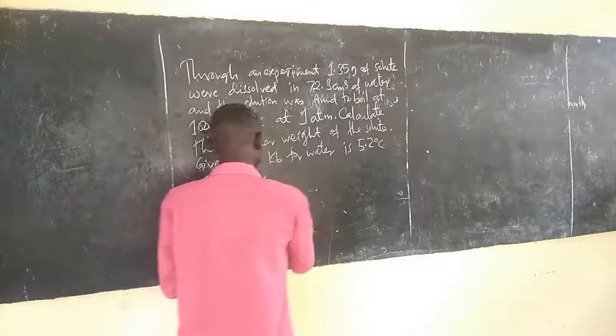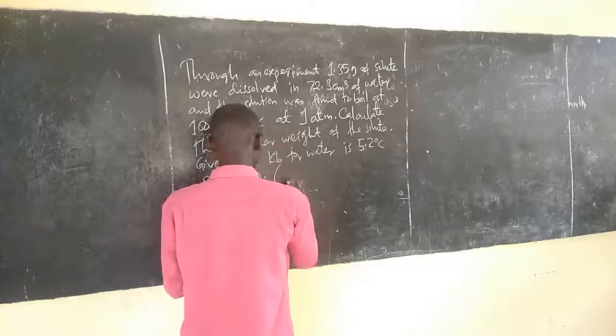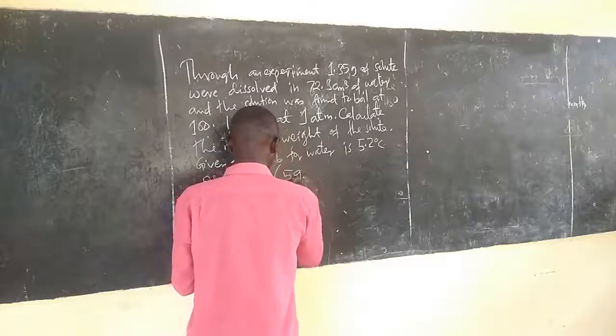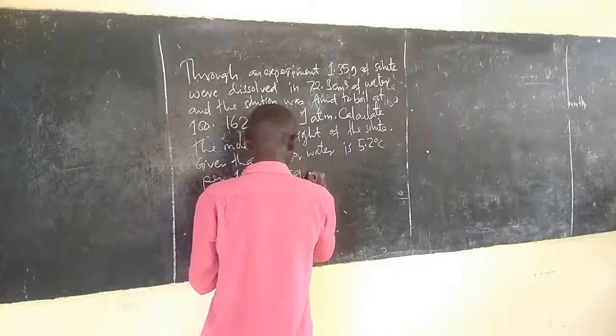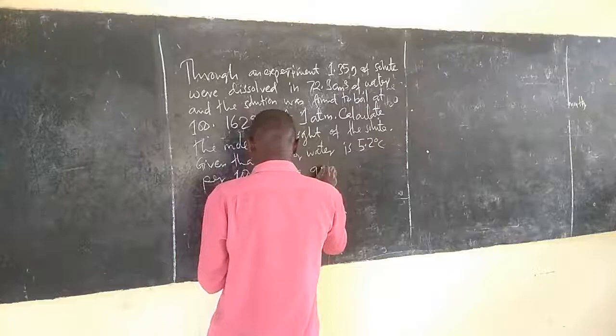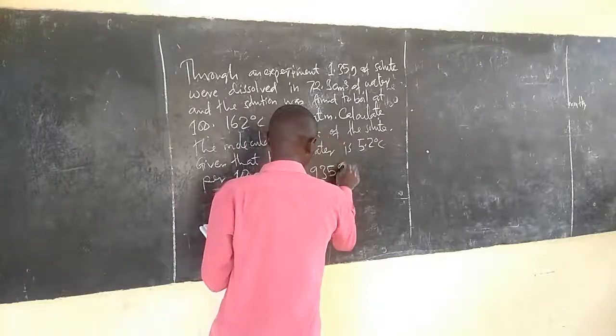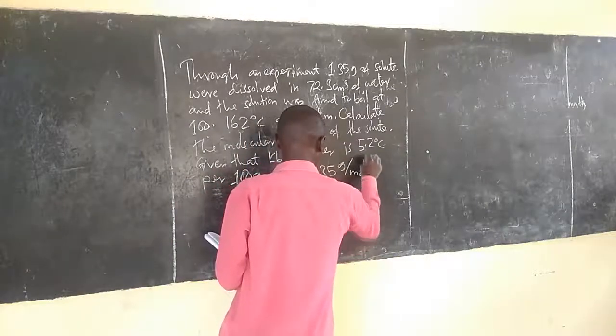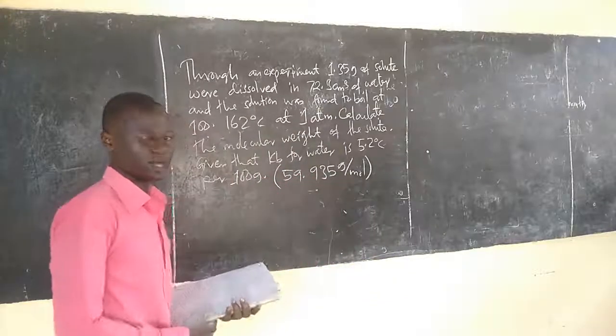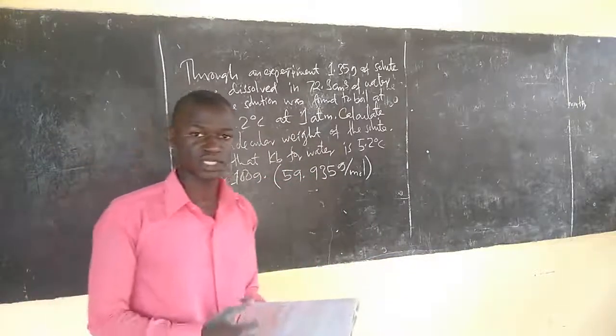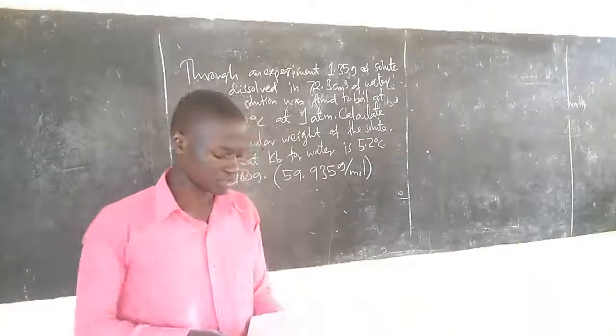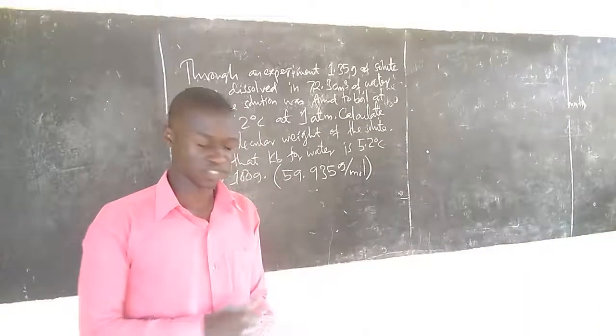Well, you must reach the answer, which is 59.935 gram per mole. That's the final answer for this question. So just do this question and make sure you are reaching the final answer, which is this one.